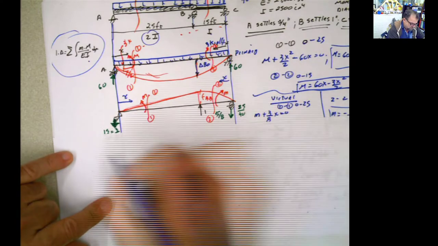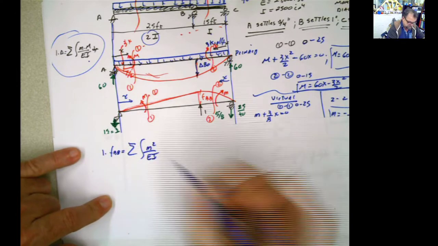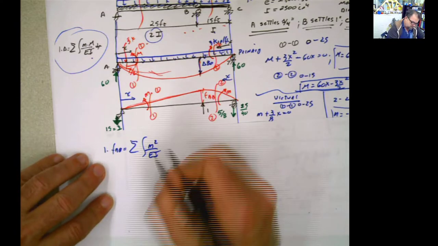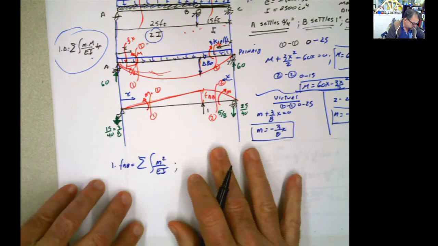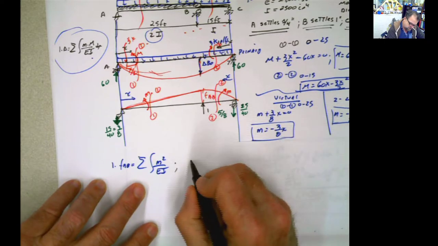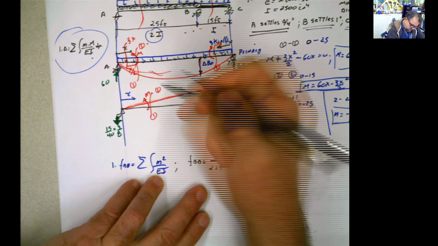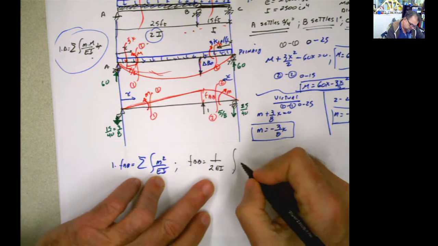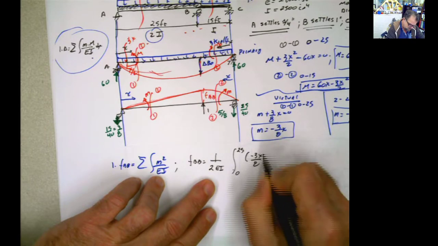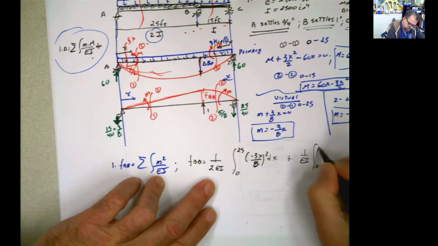FBB. So what are we going to do for FBB? 1 times FBB is going to be equal to the summation of the integrals of small m squared divided by EI. That's what we always need. This tip is too ugly, so I'm going to switch to black only because of that. Okay, what do we have here? For the first part, I have this, so FBB is going to be equal to 1 divided by 2EI. Same reason, in this section, I is double. Integral from 0 to 25 of this, negative 3x over 8 squared dx, plus 1 divided by EI, integral from 0 to 15 of this squared.